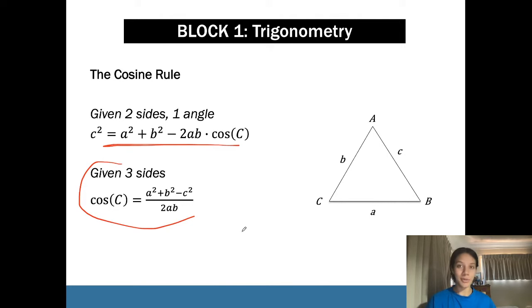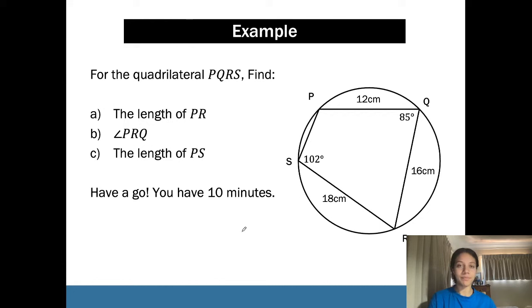If you struggle with remembering the trigonometry formulas and when to use them, I'd consider making a tiny little table. You can even do it on a post-it note, just saying what information you're given in each one and what scenarios you'd be able to use each rule. So when you have this information and don't have this information, that kind of thing can be useful.